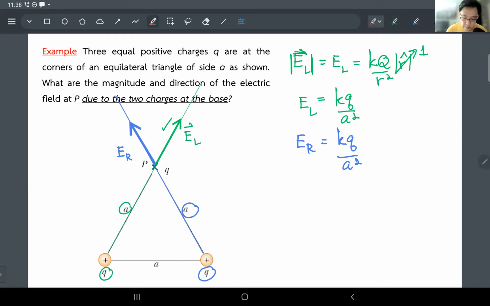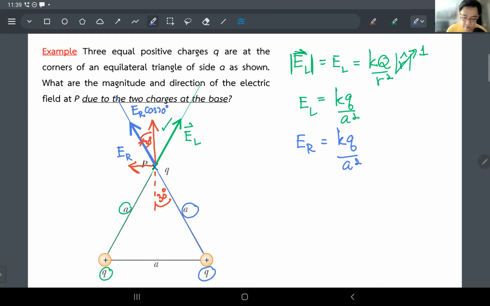No problem. Let me split them. The E sub R can be split into two components, vertical and horizontal. Because this is an equilateral triangle, I know this is going to be my 30-degree angle there, so I can place 30 degrees up top here. That means whatever is on top here is going to be E sub R cosine 30.